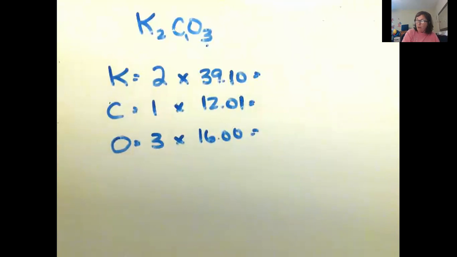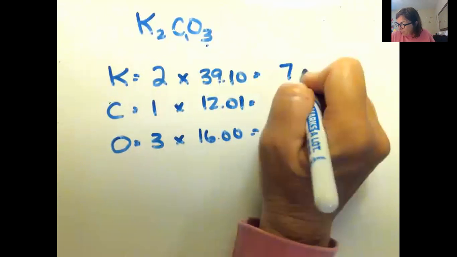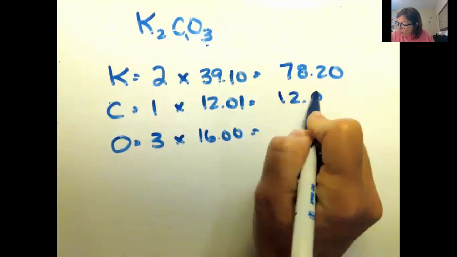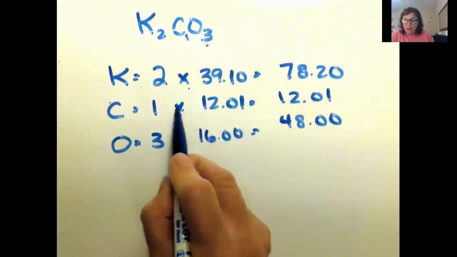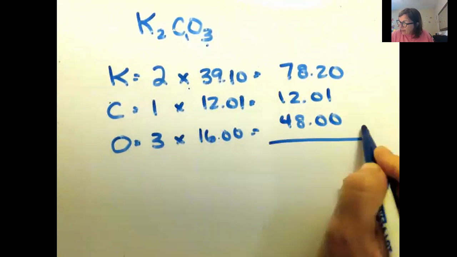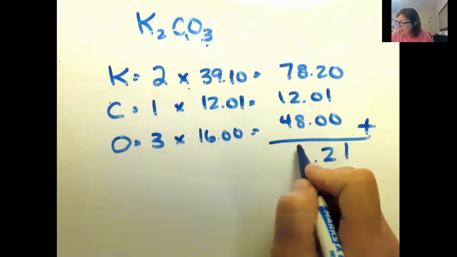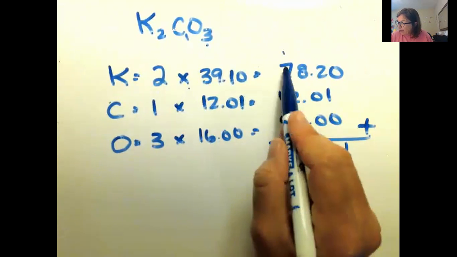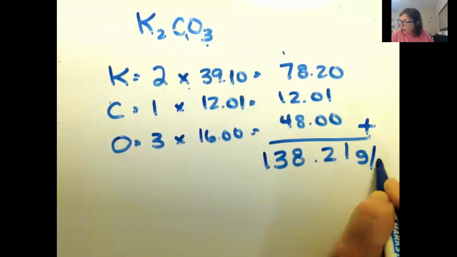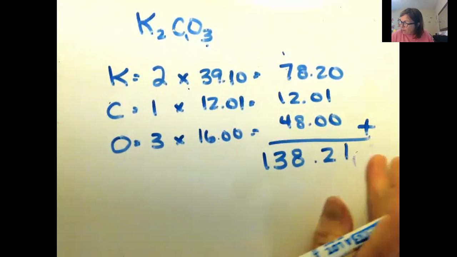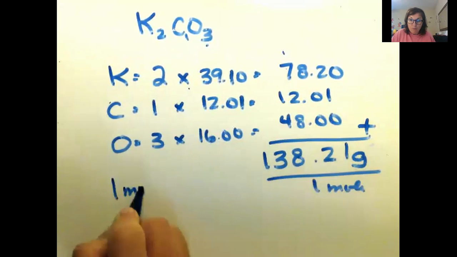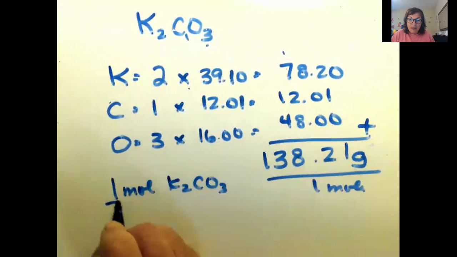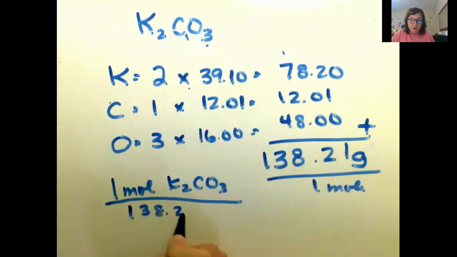So 39.10 times 2 is 78.20, then 12.01, and 48.00. So I multiplied these two and got that, multiplied these two and got that, multiplied these two and got that. Then I add these together. So it's 138.21 grams for every 1 mole. So 1 mole of K2CO3 equals 138.21 grams. It's grams per mole. Let's try another one.